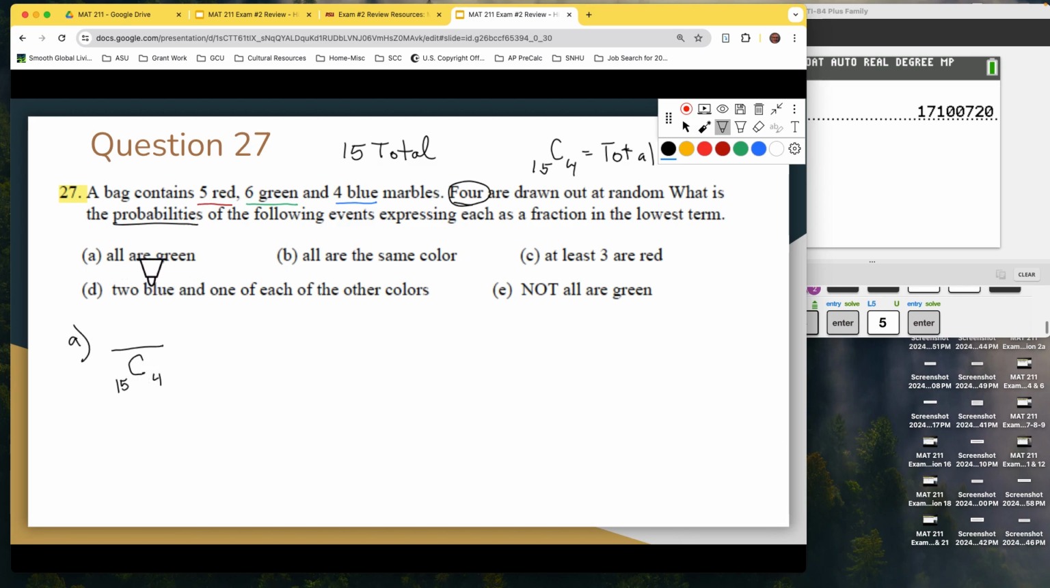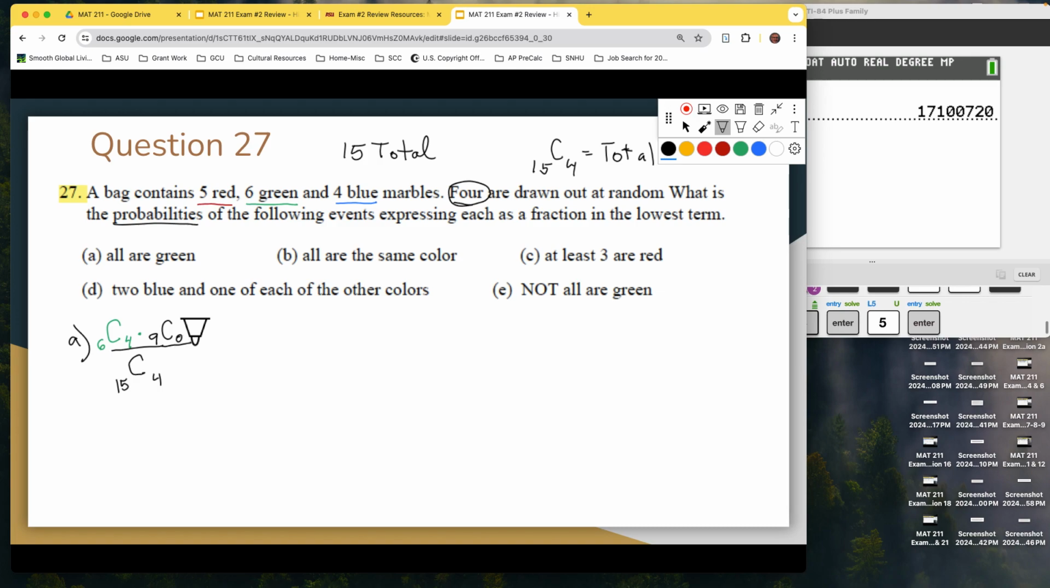How many ways can we get all greens? Well, we're going to choose those 4 marbles just from the 6 green. So let's color code this. Out of the 6 green, we're going to choose 4 of them, meaning from the other colors, which I'll do as black, how many are remaining? There are 9 remaining. We're going to choose 0 of those.